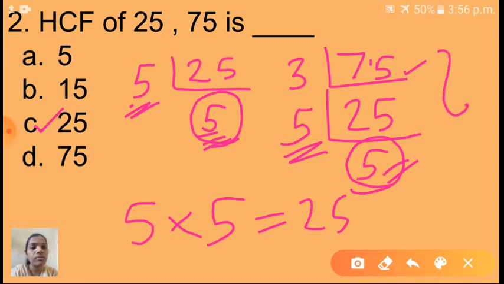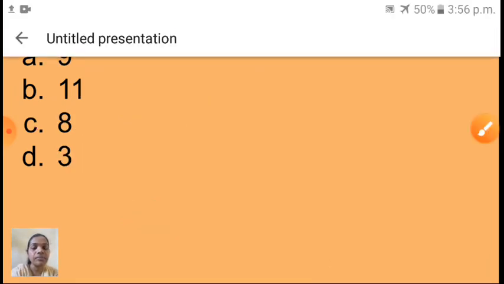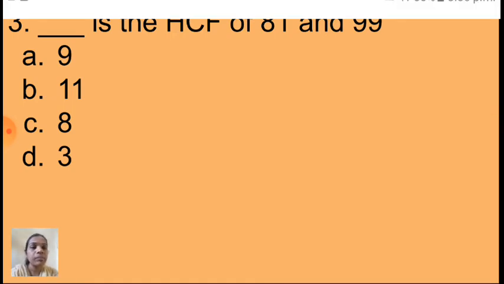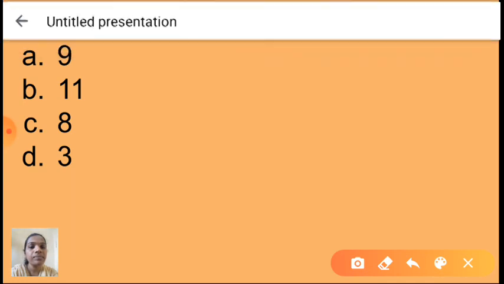So children, you can use any method. Here I used the prime factorization method. Understood now? Next one is, see here: dash is the HCF of 81 and 99. Again, that same prime factorization method.